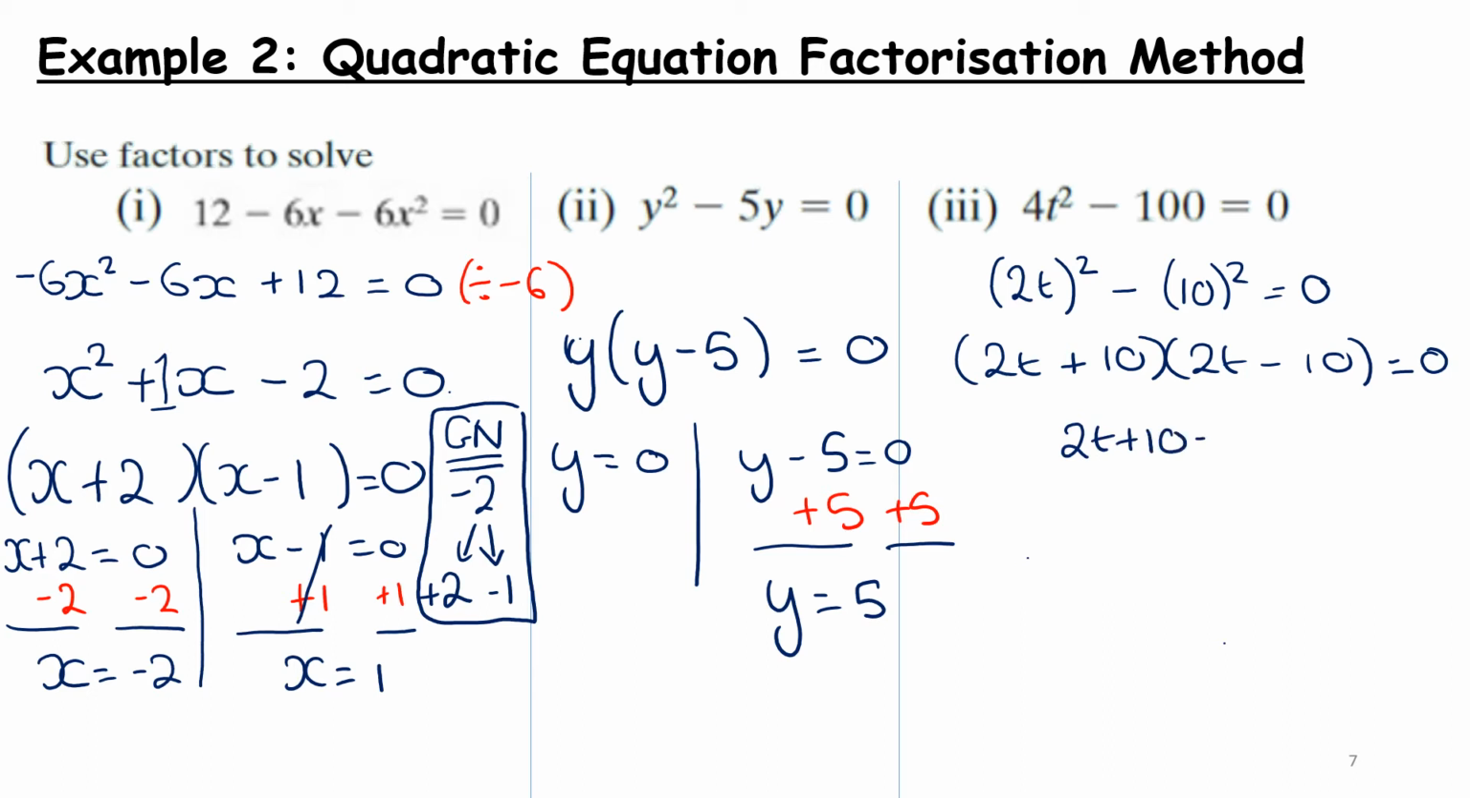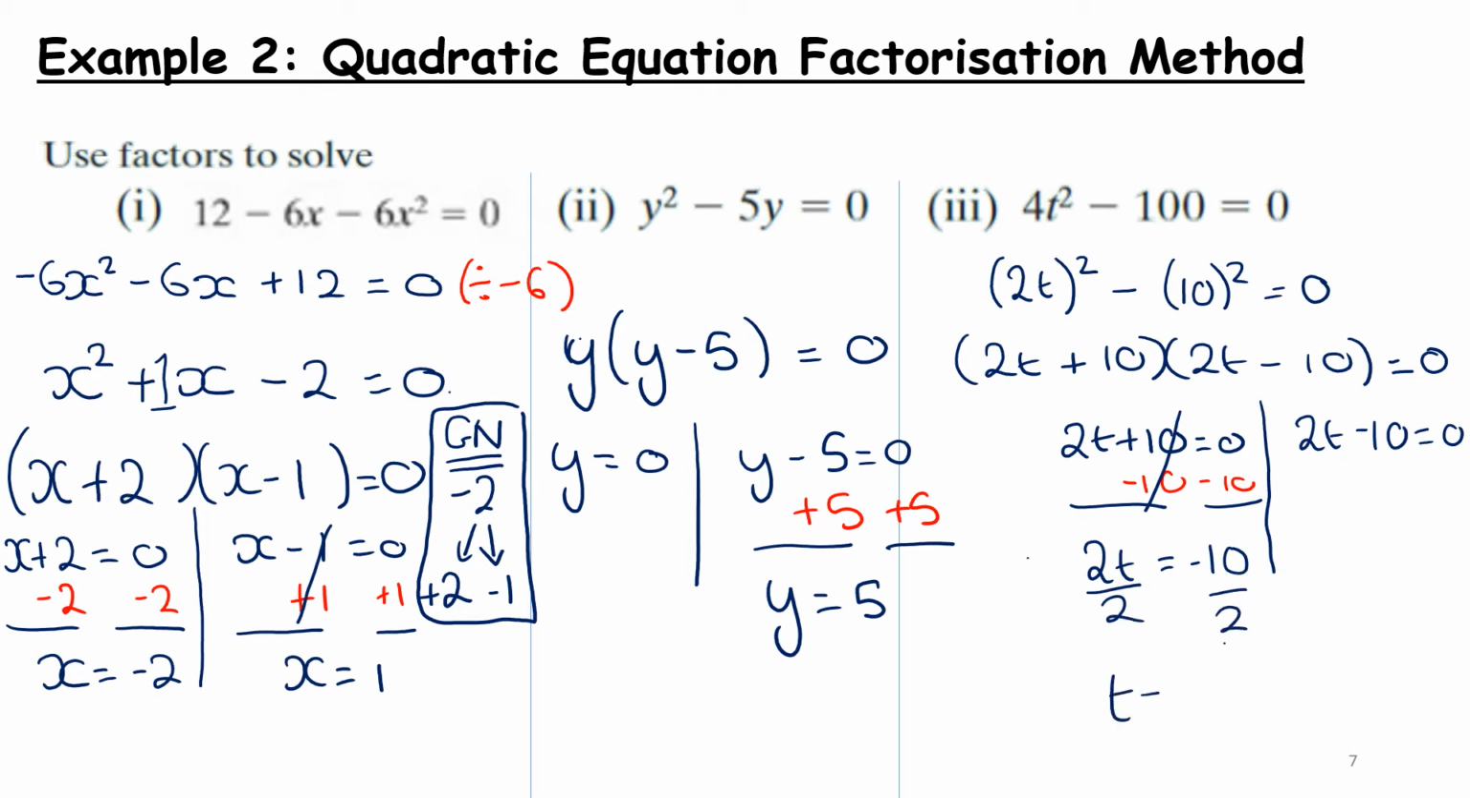2t plus 10 equals 0, so that's one possibility, or 2t minus 10 equals 0. Some vertical balancing, I'm going to take away a 10 from both sides here. I get 2t equals minus 10. Divide both sides by 2, and my answer is t equals minus 5.